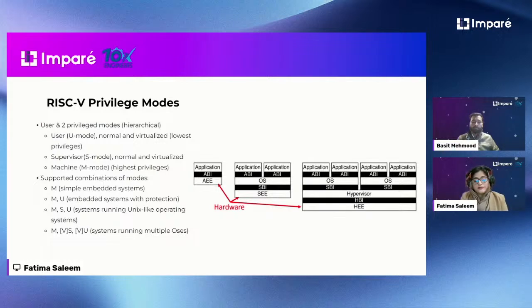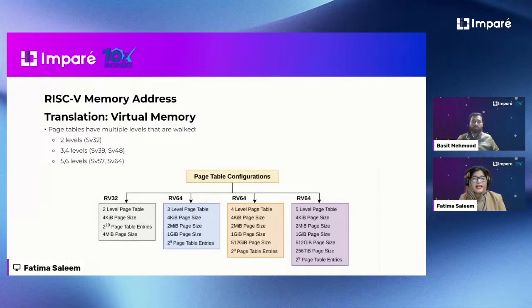As we see, let's try to focus on this part: machine, supervisor, and user mode. User mode adds the support for virtual memory in RISC-V, and RISC-V defines different levels of page tables for 32-bit machines and 64-bit machines.